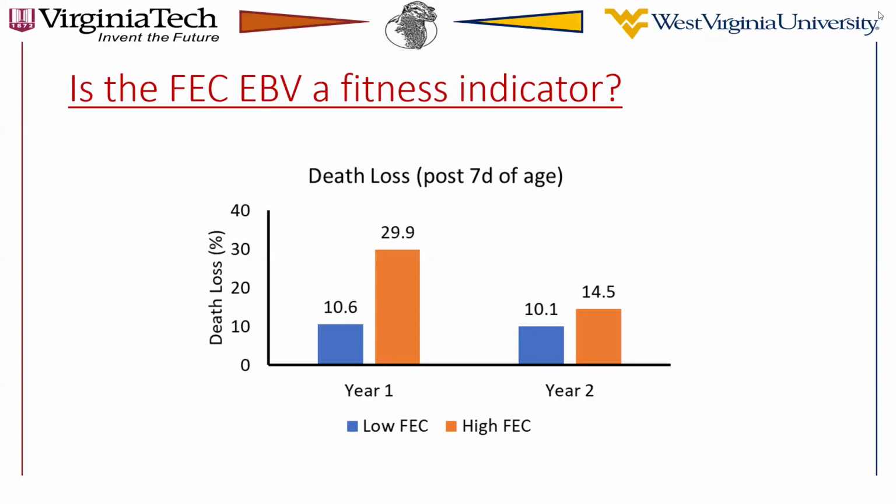This is the death loss. The blue bar are the low fecal egg count sire progeny. The orange bar are the high fecal egg count progeny. In year one, right around weaning time, we ended up with a 30% death loss in these high fecal egg count lambs. But it wasn't due to parasites. It was due to a type A Clostridial outbreak we had unexpectedly. But it turns out the majority of those lambs in that 30% death loss from high fecal egg count sires came from a whole other disease that we had not been looking for at all.